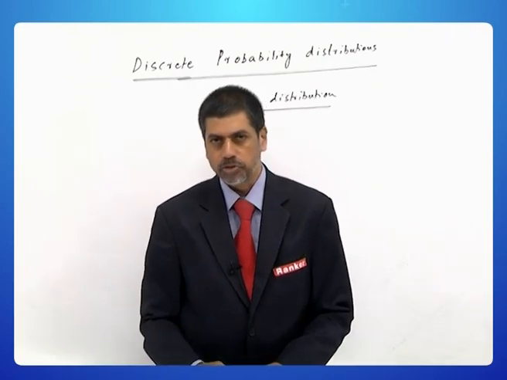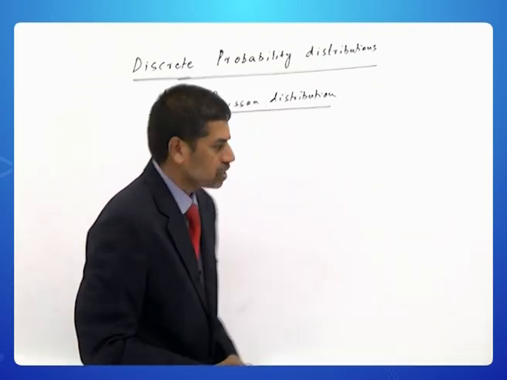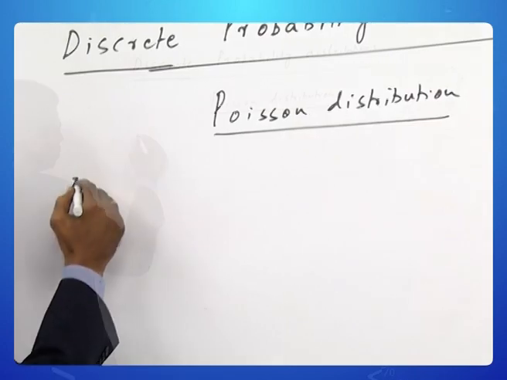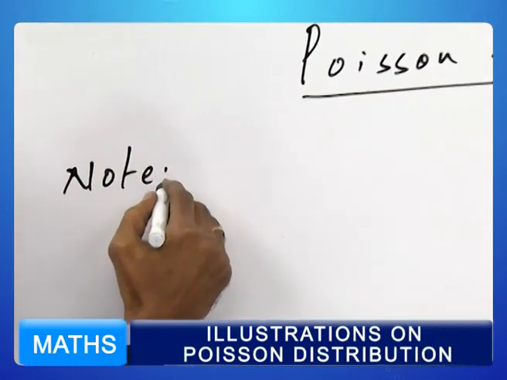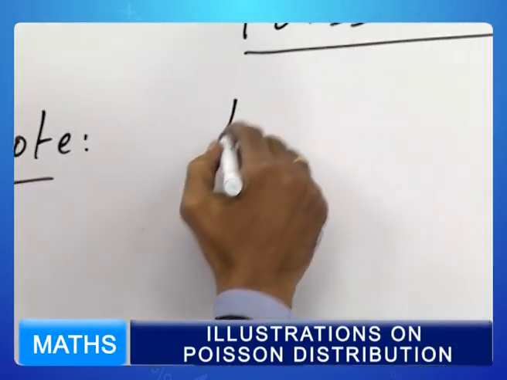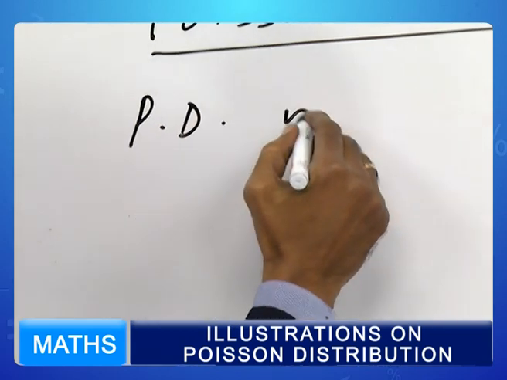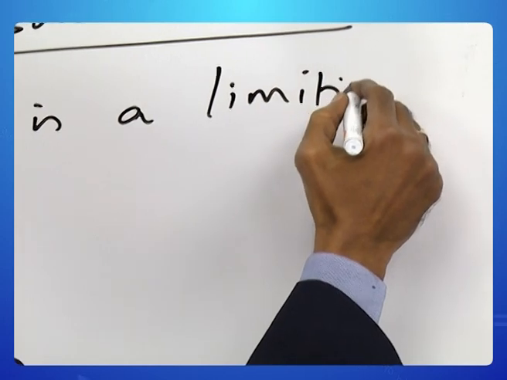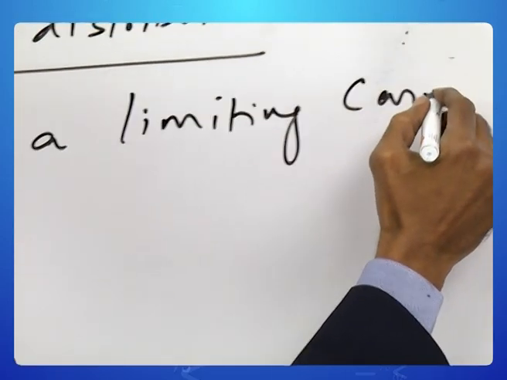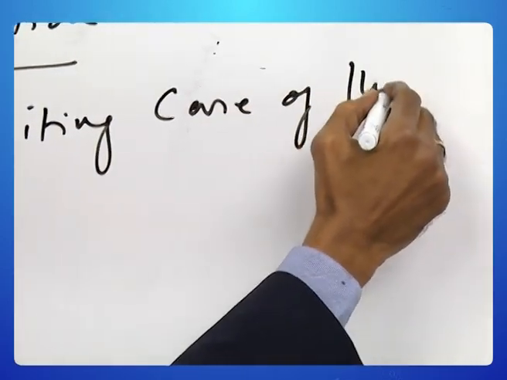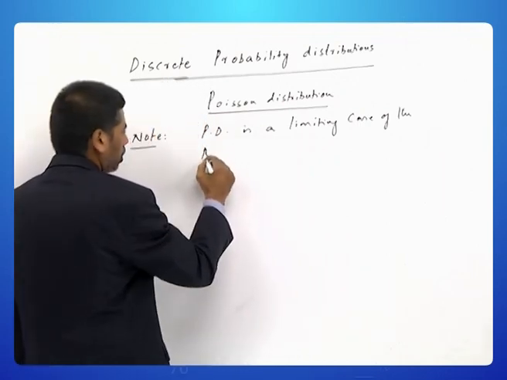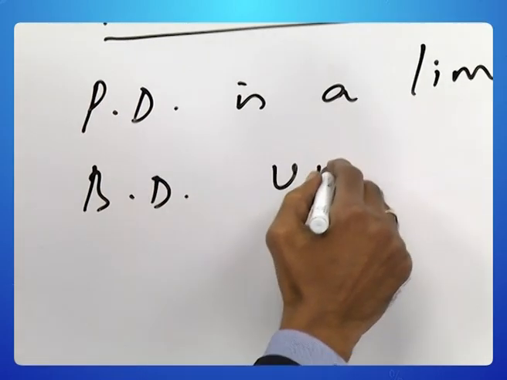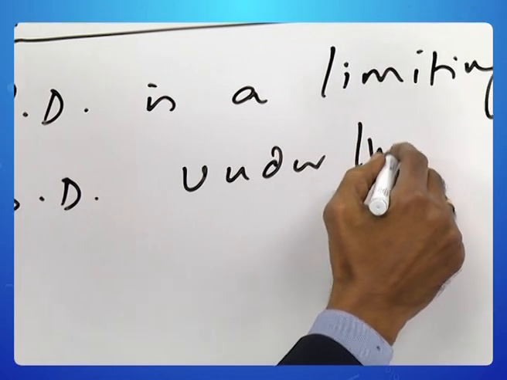We now move to the Poisson distribution. Let us start with a very important note. Poisson distribution is a limiting case of the binomial distribution under the following conditions.